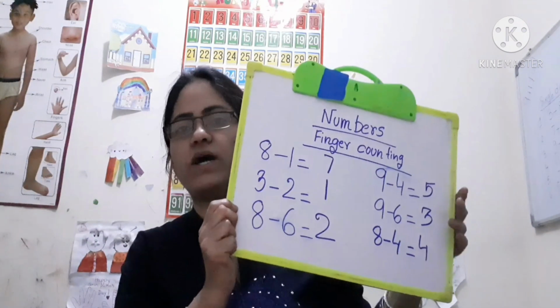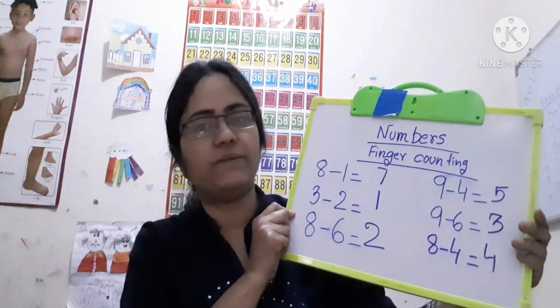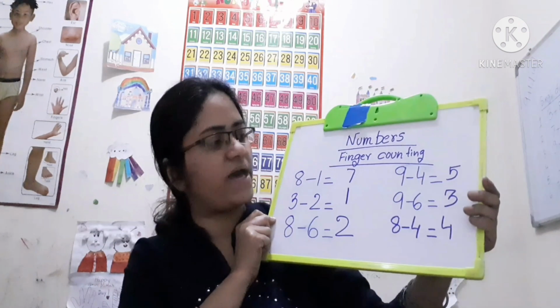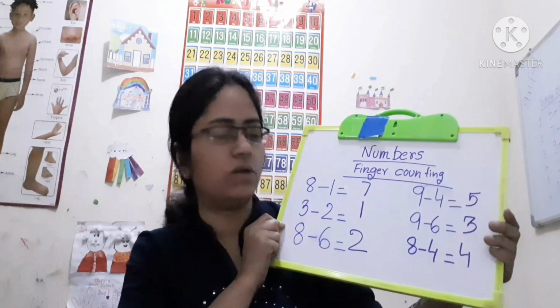So what is the result? 8 minus 1 is equal to 7. 3 minus 2 is equal to 1. 8 minus 6 is equal to 2. 9 minus 4 is equal to 5. 9 minus 6 is equal to 3. 8 minus 4 is equal to 4.